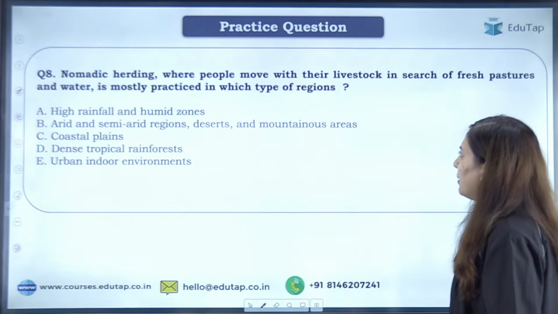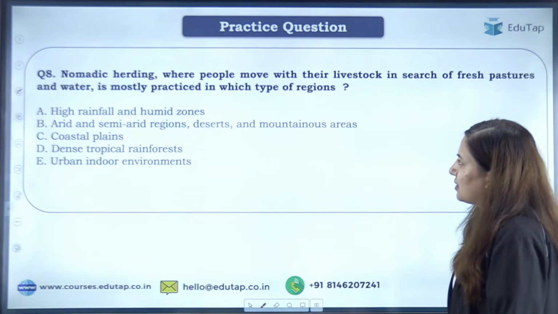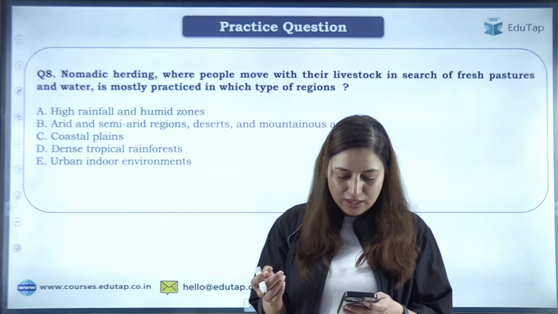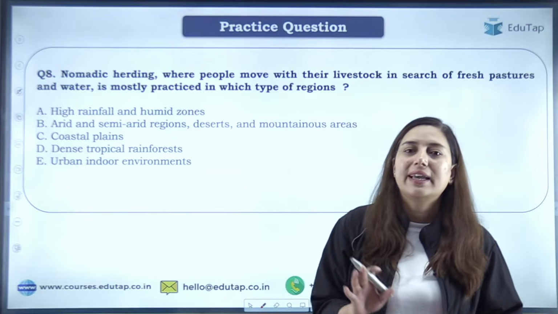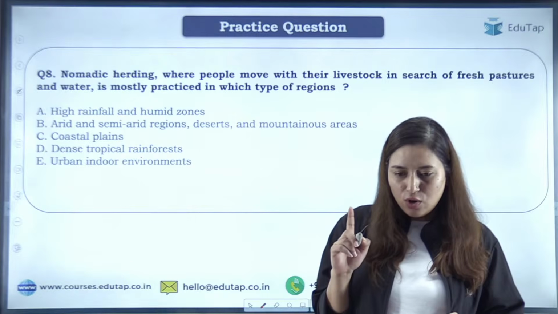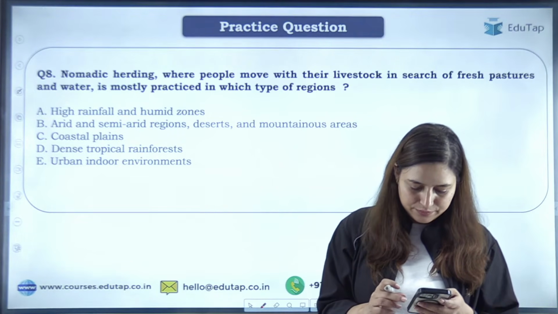Nomadic herding, where people move with livestock in search of fresh pasture and water, is mostly practiced in which region? Quickly give me the answer. ठीक है, जो PYQ के लिए पूछ रहे थे तो nomadic herding से एक PYQ आया था. I'll show you that question at the last. ठीक है, और that will be a homework question for you. ठीक है, I have kept PYQs also.